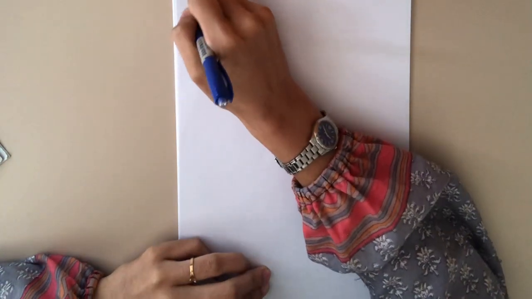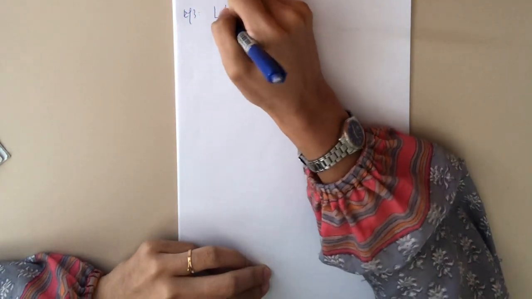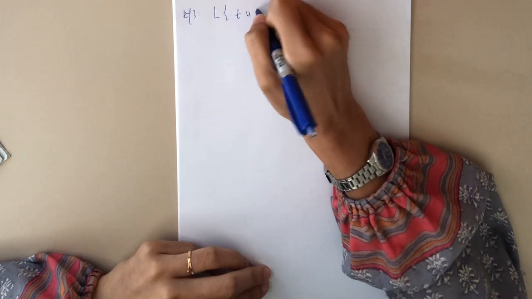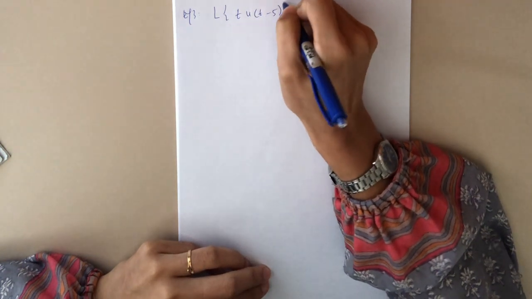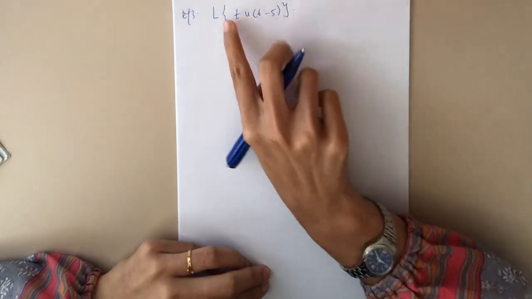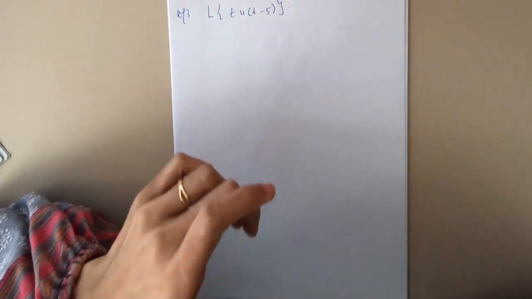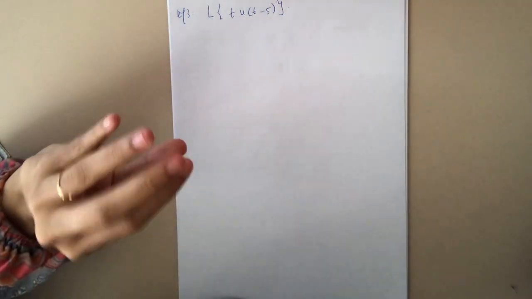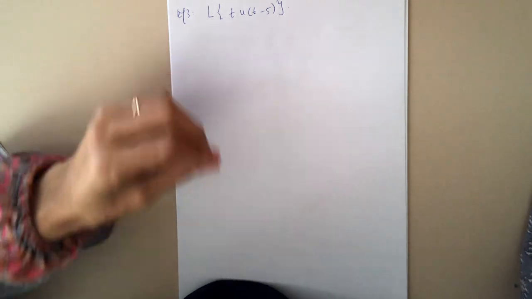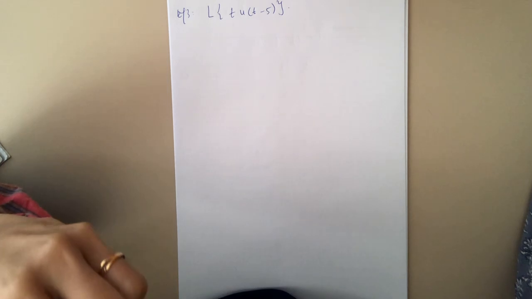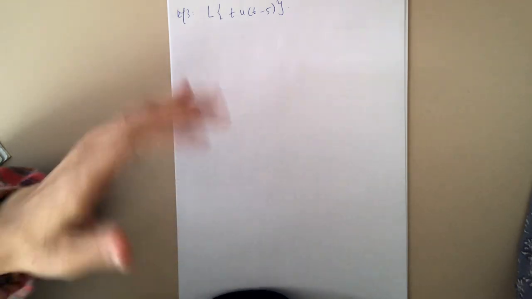Okay, give you one more example. Example 3. Let's say given to you the Laplace transform for t u(t minus 5). You can see that they have two terms here, t and u(t minus 5). But the g(t minus a) is not there. It's just t. It doesn't exist in terms of t minus 5.